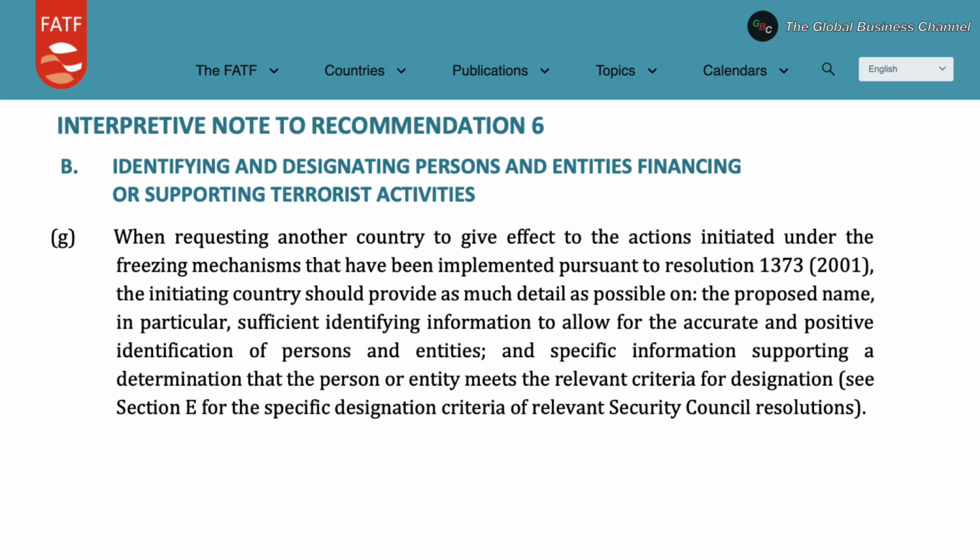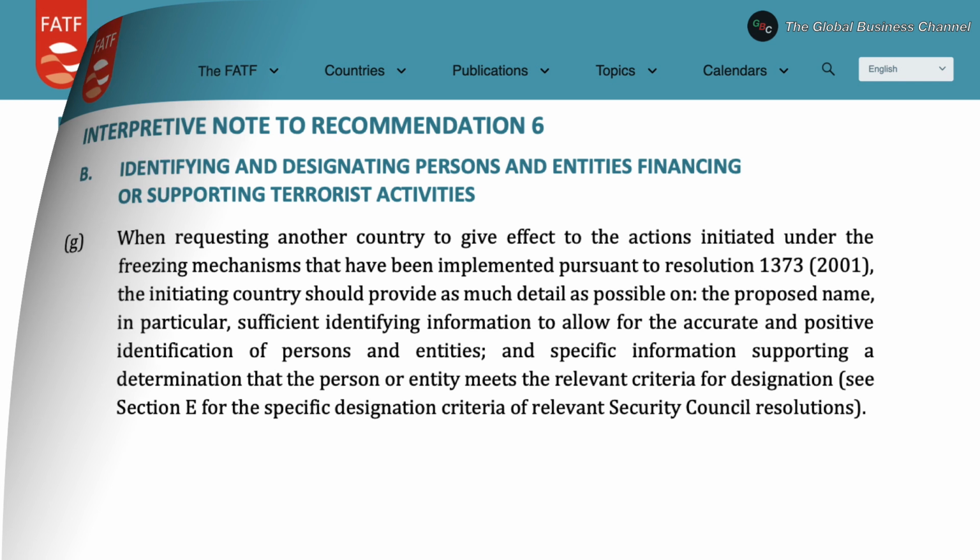Subnote G stipulates that when a country requests another to enforce actions under the freezing mechanisms from UN Resolution 1373, it should provide detailed information on the person or entity's identity with enough specifics for accurate identification, and evidence supporting why that person or entity qualifies for designation based on relevant criteria from UN Security Council resolutions. This helps ensure that the freezing actions are justified and properly targeted.